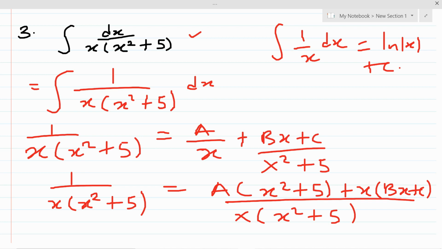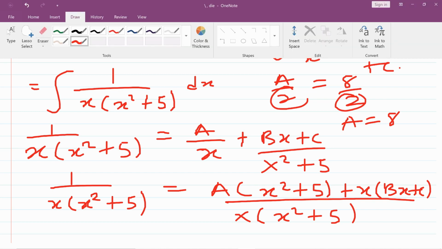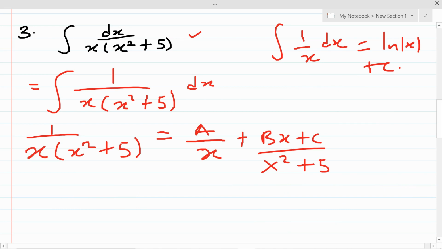If I tell you that a over 2 is the same as, let's say, 8 over 2, then it means that automatically a is equal to 8, because the denominators are the same. I hope you understand. That is why we do the equation here. Let's clean some parts and get more space to work. So now from what we did earlier, 1 should be equal to a into x squared plus 5, then plus x times bx plus c.